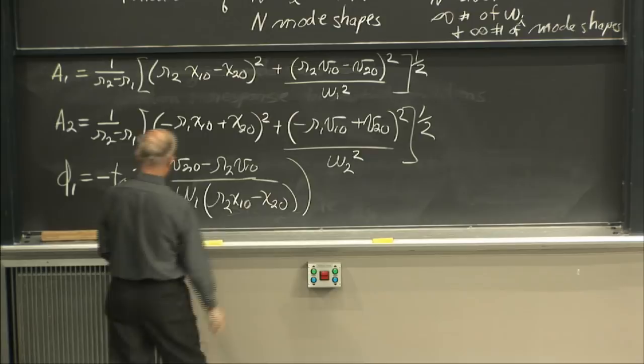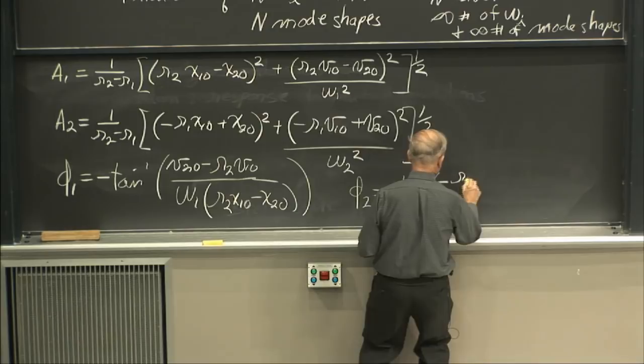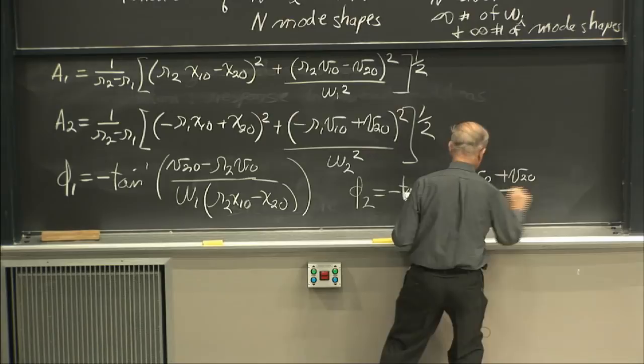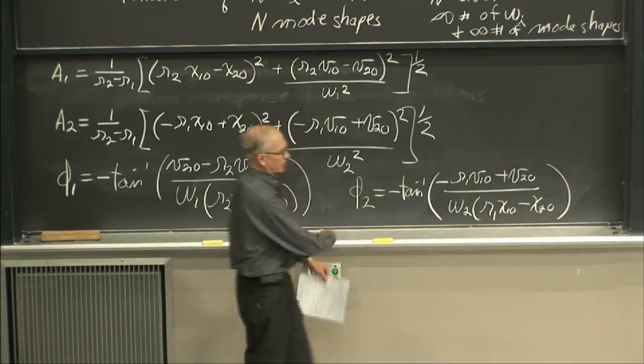That's one of the phase angles, and the other phase angle, very similar expression, minus tangent inverse of minus R1 v1 of 0 plus v2 of 0, over omega 2 times R1 x1 of 0 minus x2 of 0. So just expressions in terms of the initial conditions, and you can get all four quantities. But you can also do this on the computer.